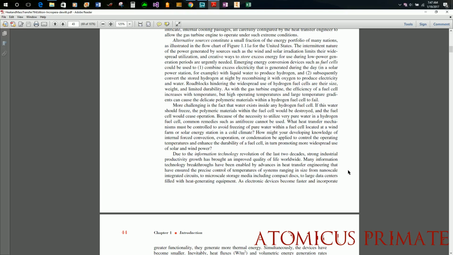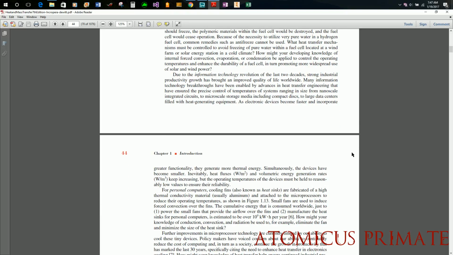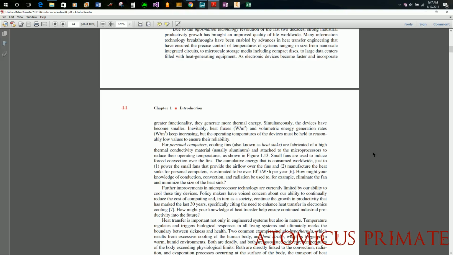Many information technology breakthroughs have been enabled by advances in heat transfer engineering that have ensured precise control of temperature in systems ranging in size from nanoscale integrated circuits to microscale storage media, including compact disks, to larger data centers filled with heat-generating equipment. As electronic devices become faster and incorporate greater functionality, they generate more thermal energy. Simultaneously, the devices have become smaller.